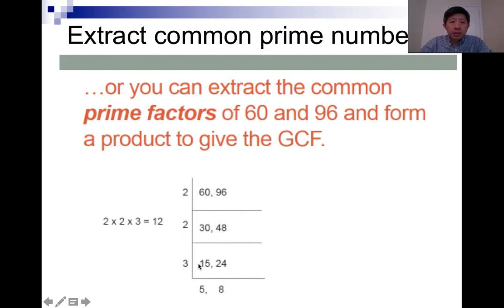Next, we cannot divide by 2, but we can divide by the prime number 3. We take 15 divided by 3, we get 5. We take 24 divided by 3, we get 8. So in order to find the GCF, we take 2 times 2 times 3. Therefore, we get 12, okay?